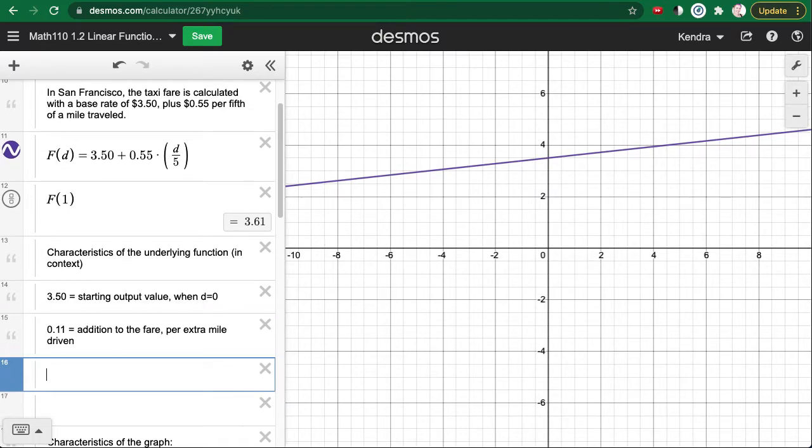And I could phrase this another way, that it's the rate of change. So that's really the mileage rate, right? So there's this base fare of $3.50, and then 11 cents is the mileage rate. So I'm going to say it's the rate of change of the output with respect to the input.